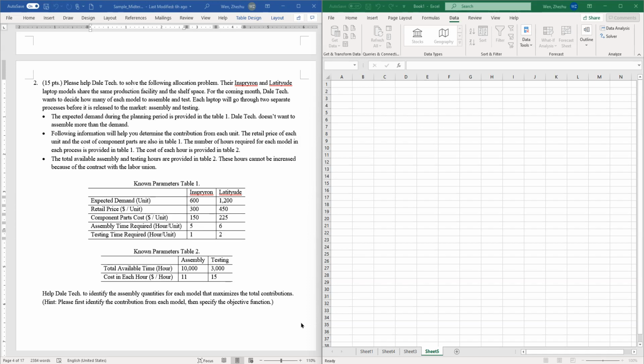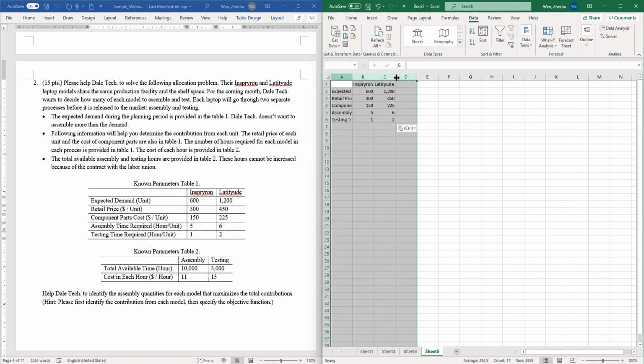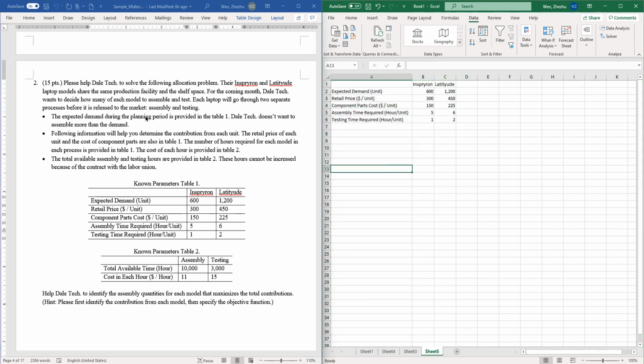So this is the second question from your sample midterm exam. Let's take some time to understand the problem description itself. We are dealing with two products, one is Inspiron, one is Latitude. I'm just going to paste it here as I talk through.